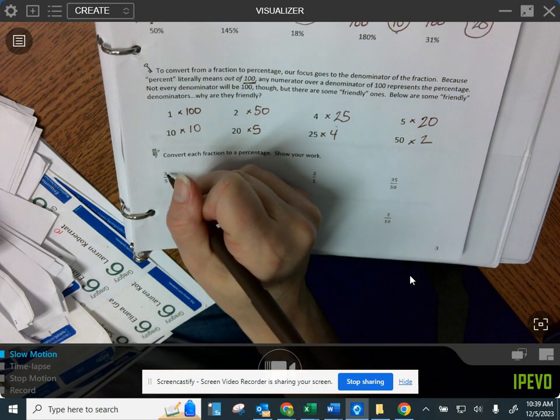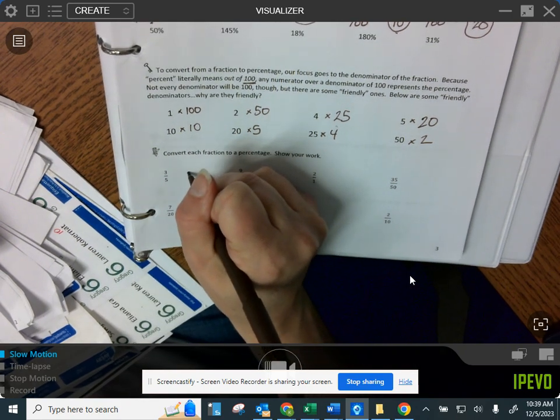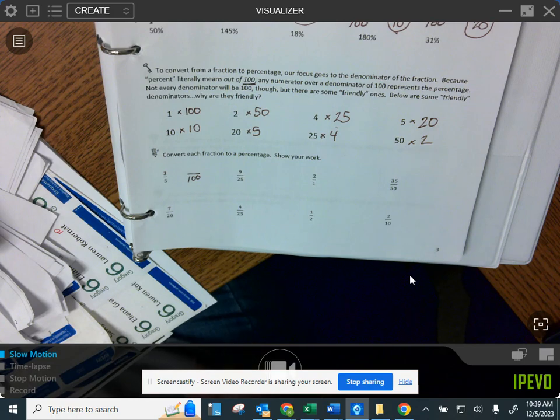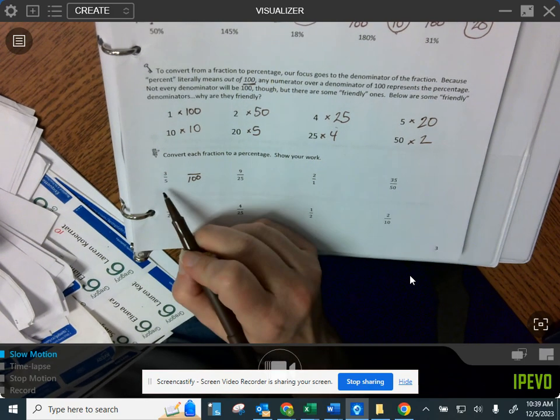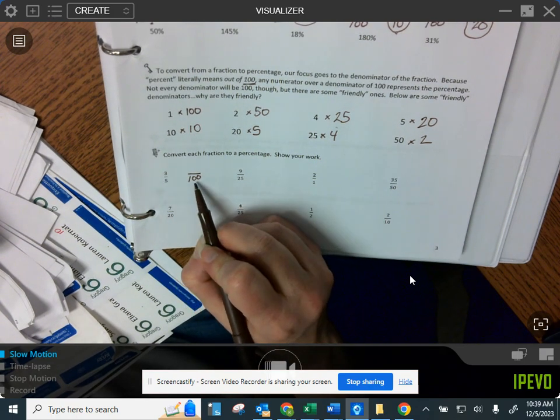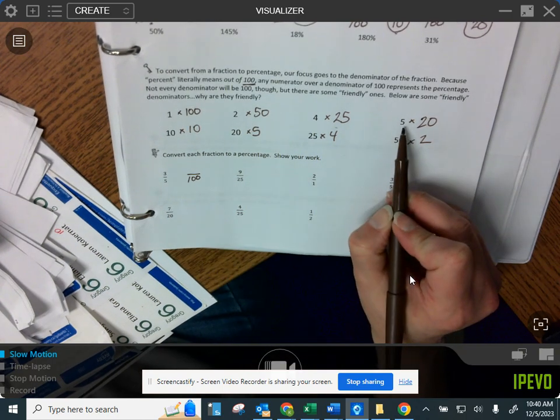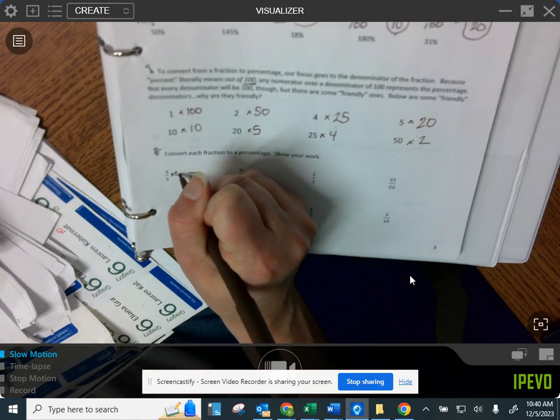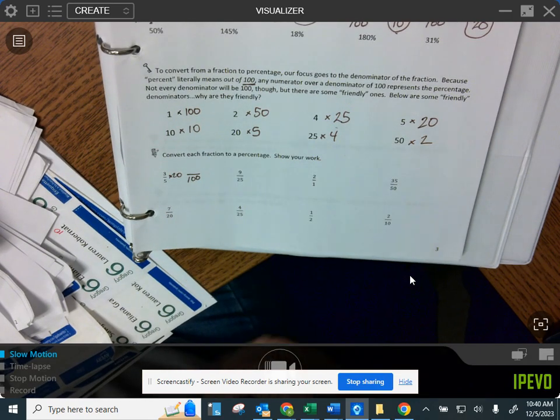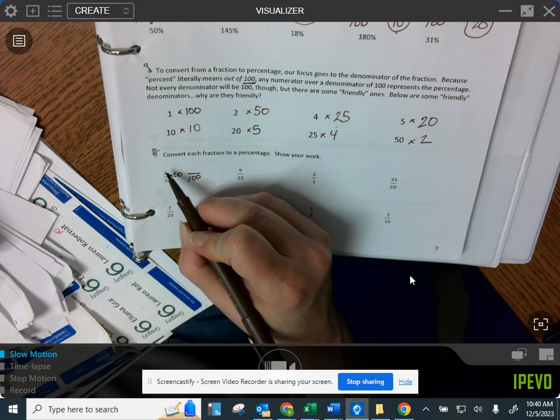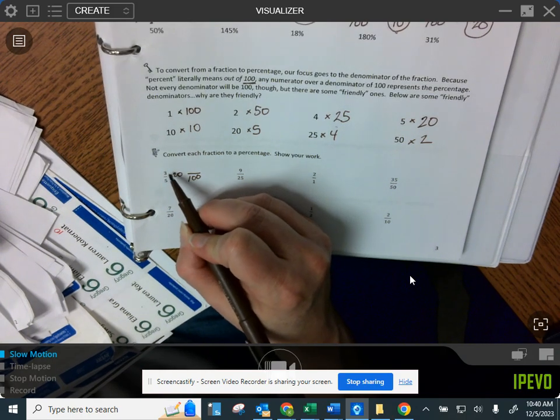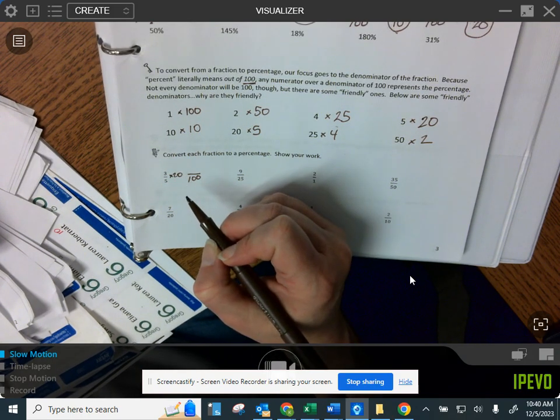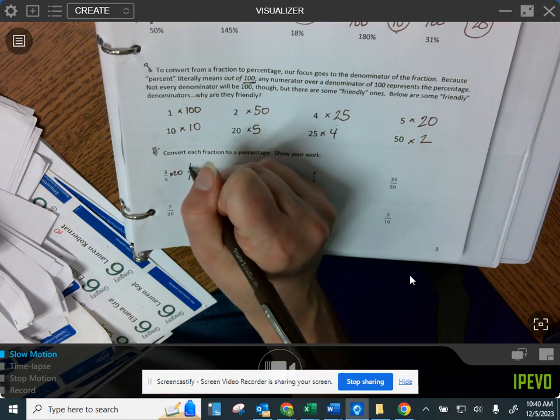So if I have 3/5, I want to go to 100 as my denominator. What do I multiply that 5 by to get to 100, Anime? 20. I look up here and I see 5 times 20 is 100. So I know I'm going to multiply by 20. Whatever I do to my bottom, I do to my top. So I need 3 times 20. Lauren? 60.